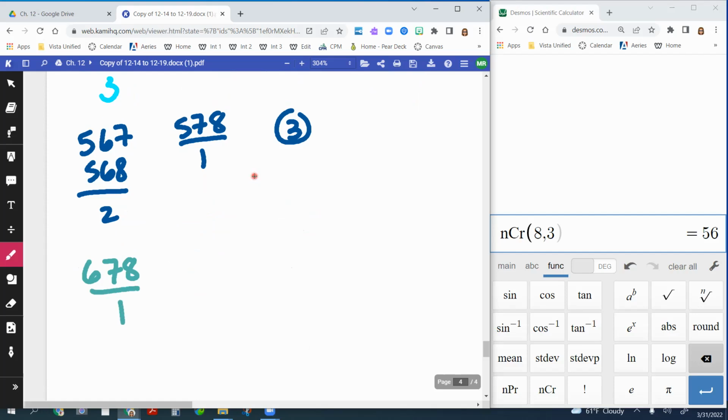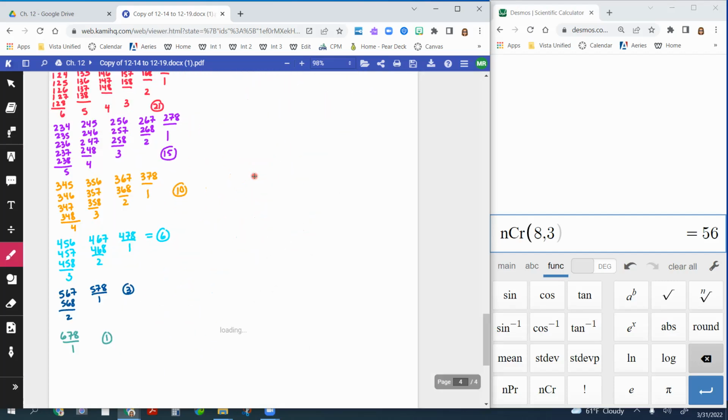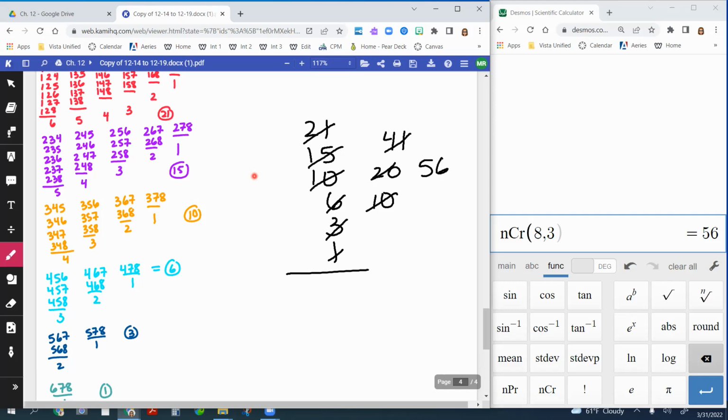And that's going to be a 1. And then once I do 7 8, I've already gotten everything. So let me just add these numbers up. Okay, so I have 21, 15, 10, 6, 3, 1. And when I add that up, that's going to be a 4, so that's going to be a 10. Now we got a 20. We have a 41 and a 15. So that's going to be 56 different ways that can happen.